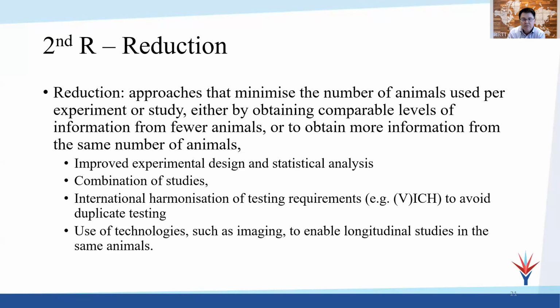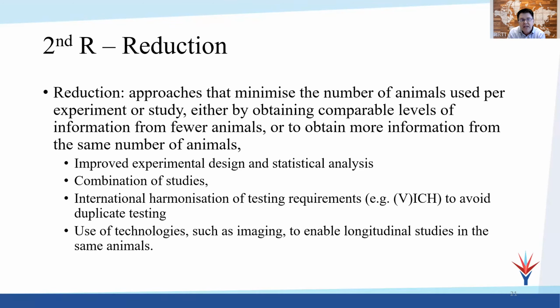The second R is reduction. How can we reduce the number used while still obtaining relevant data? An underpowered animal study was a total waste. Yes, you reduced the number used, but your study was underpowered. So what can we do? We can improve upon experimental design and statistical analysis, combine studies. Instead of 1 arm and a control group, maybe it's 4 arms and 1 control group for all 4 treatment groups.